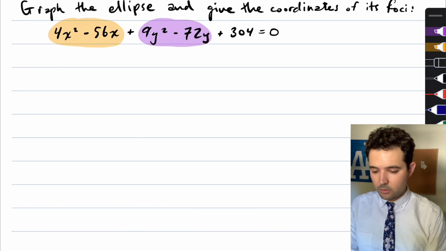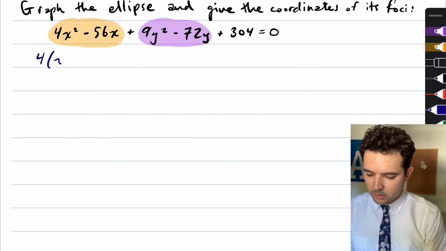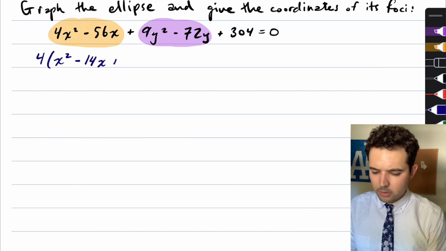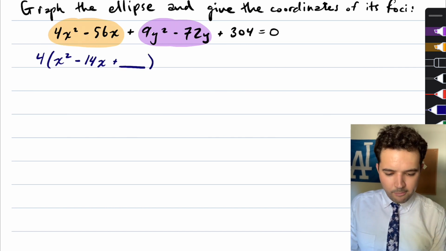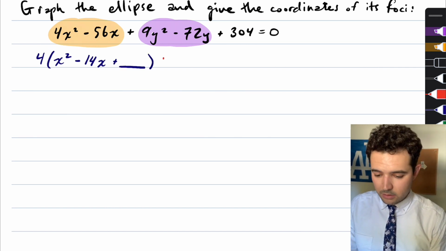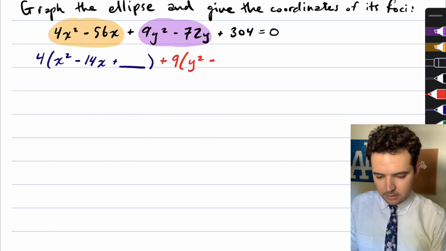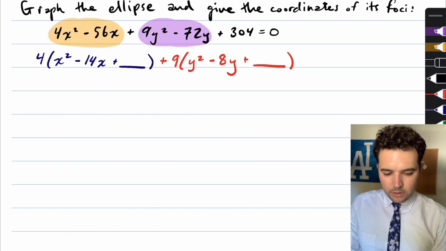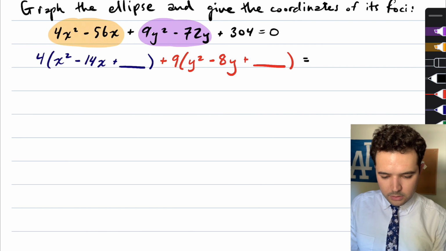So to start out, first I'm going to try completing the square for the x terms. Now I find it helpful to factor out this 4 first, so I can put this in a familiar form. 4 goes in, let's see, 56, that's going to be 1, 16, so let's have that be 14 times x, and I'll put a blank right there. Similarly for the other term, I'll factor out this 9, get y squared minus 8y, then again plus blank. And I'll also move this 304 over to the other side of the equation.